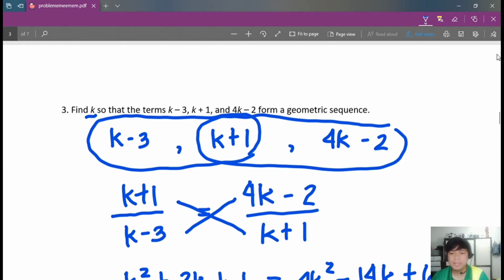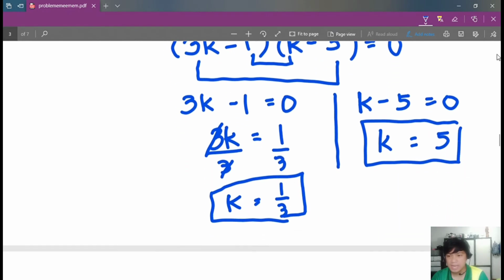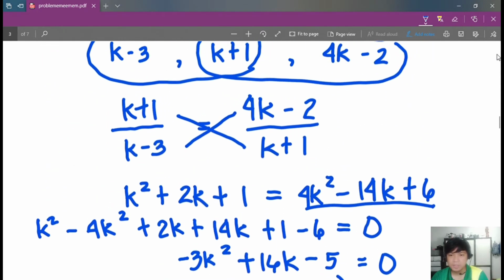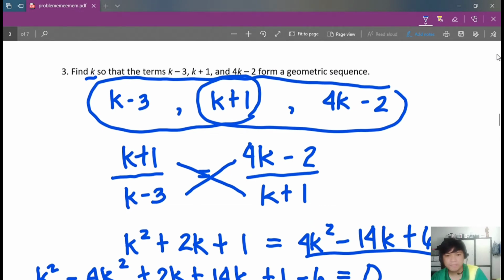Okay. We will check if, when we substitute the value of k here, it forms a geometric sequence. Let's start first with the whole number, and the fraction last. When k is equal to 5, k minus 3 is 5 minus 3, which is 2. Next, k plus 1, or 5 plus 1, is 6. And the last one is 4 times 5, which is 20, minus 2, 18. Let's see if there is a common ratio. 6 divided by 2 is 3. 18 divided by 6 is 3. So it has a common ratio.